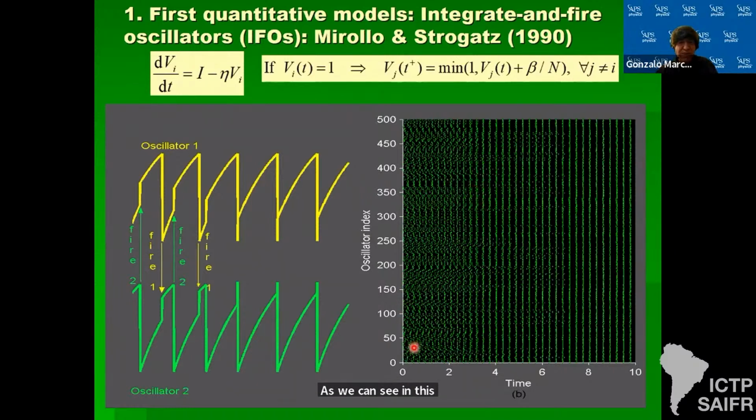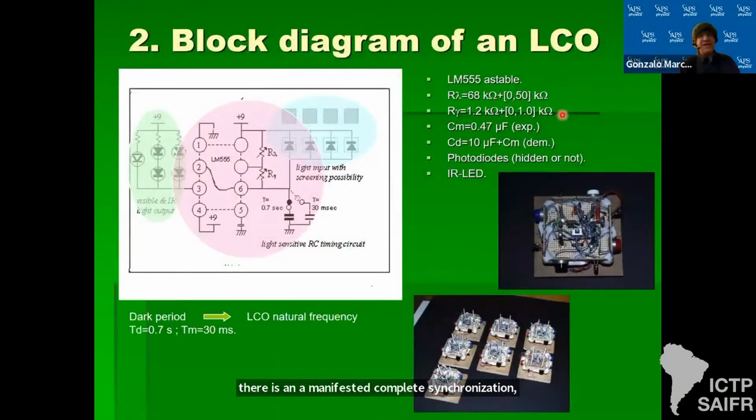plot, where the green dots represent the flashing, or the instantaneous resetting, of the oscillators. So at the beginning, there's a disordered distribution of such dots, and finally, in a very short time, there is complete synchronization. So now I will talk about our model.